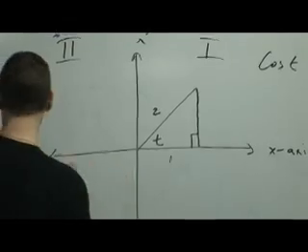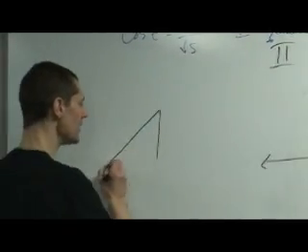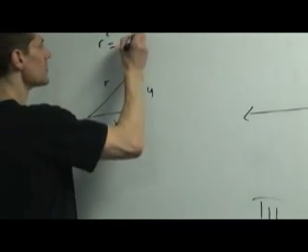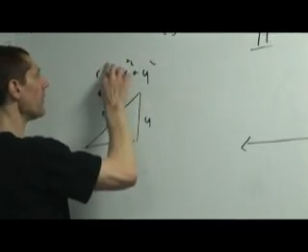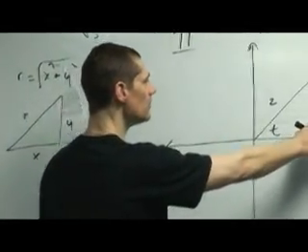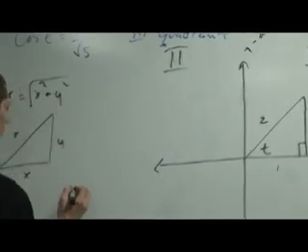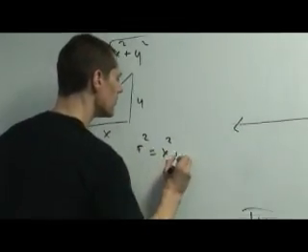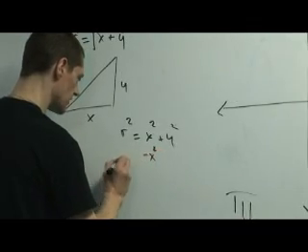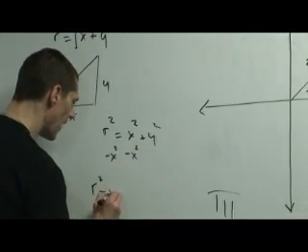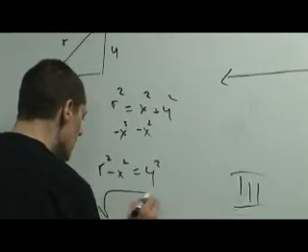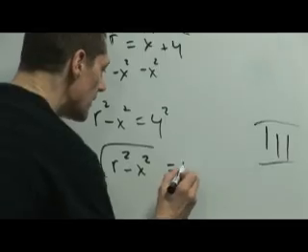In general, and until you get used to this you might have to write it out a couple of times, r squared equals x squared plus y squared, or r is equal to the square root of these things. So how do you figure out what y is? If r squared equals x squared plus y squared, then subtracting x squared from both sides, r squared minus x squared equals y squared. We take the square root of both sides, and this is equal to y.